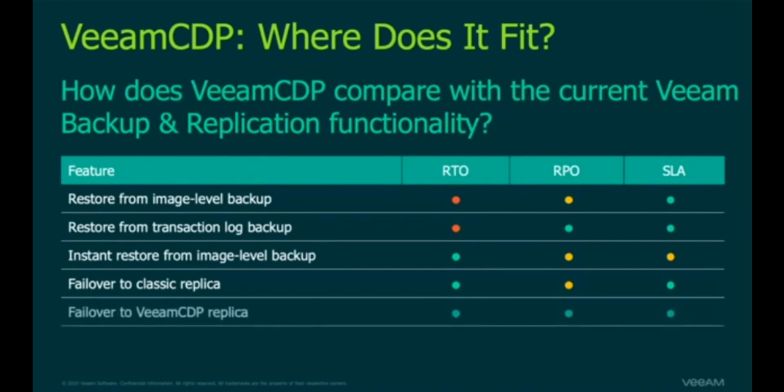And finally, Veeam CDP, all green, right? You recover instantly because it's a replica. You recover up to the latest point in time, so there's minimal data loss, in seconds, and you're still running from production storage.